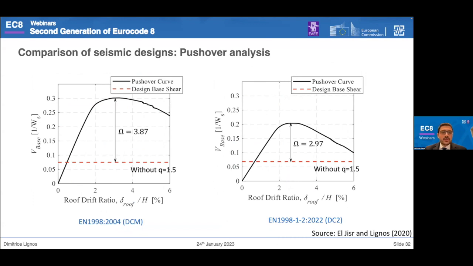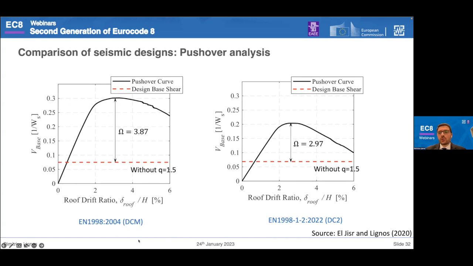Now, we've analyzed these systems particularly to ensure that we don't get soft story mechanisms, because in DC2 we're not doing capacity design. Here you see the overstrength values that we get if you conduct a conventional pushover analysis with the rules now provided in part 1.1. Overstrength values in this case would be in the range of 2 to 3, as we see here, whereas in DCM the overstrength values would generally be much larger, primarily because of the drift control that was limiting the design in the past.